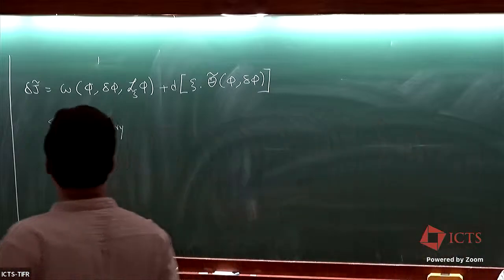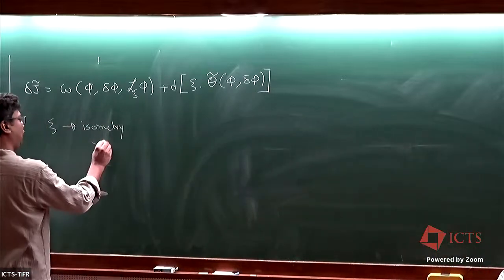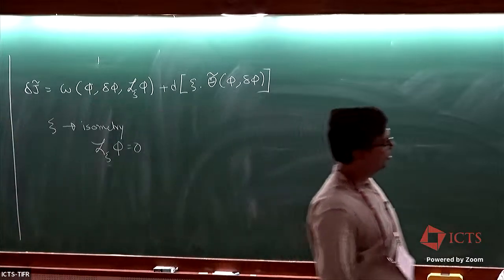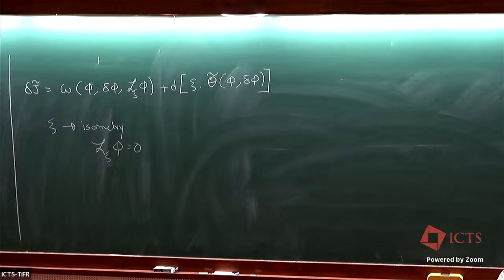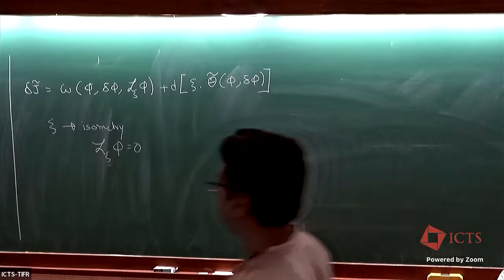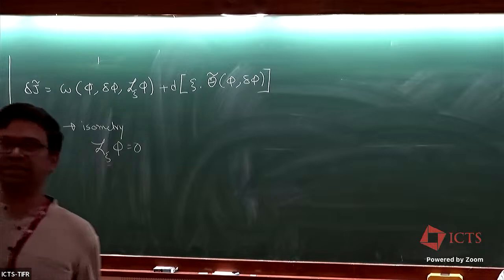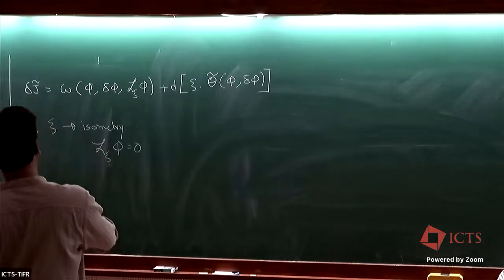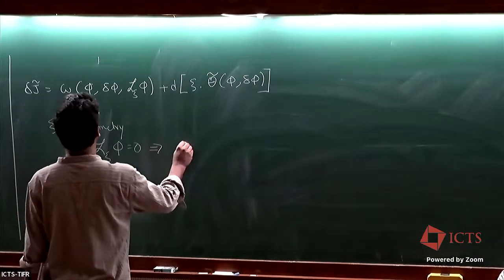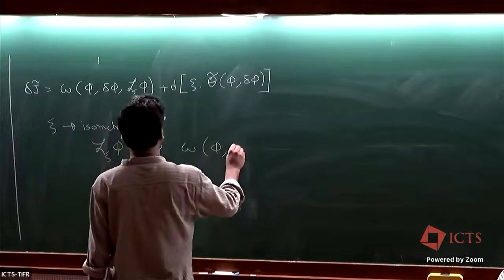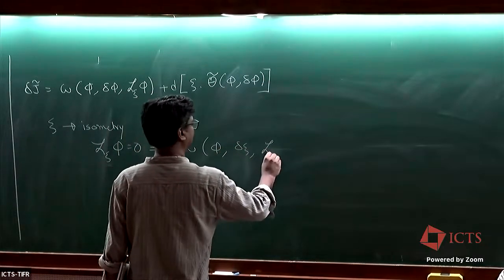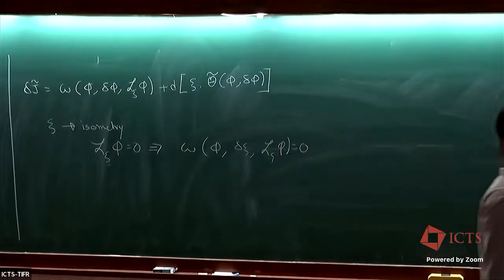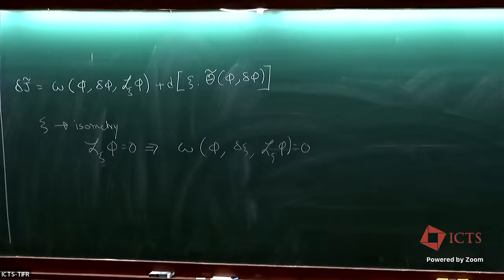So therefore, one way would be to look at the GR omega. Do we have the GR omega? We have it, right? Just put xi to be a killing vector. We'll see what will happen, okay? Good. So this will vanish, which will imply omega of phi, delta phi, Li xi of phi is zero. Okay. Then what will happen?